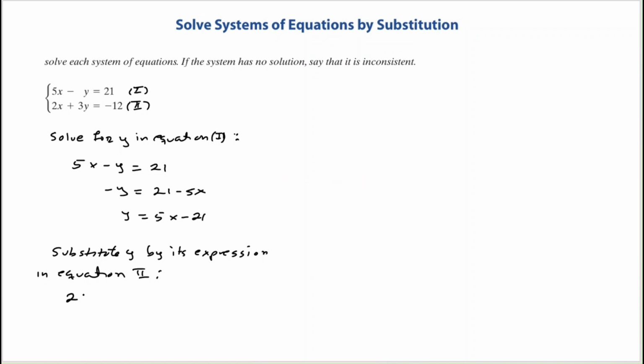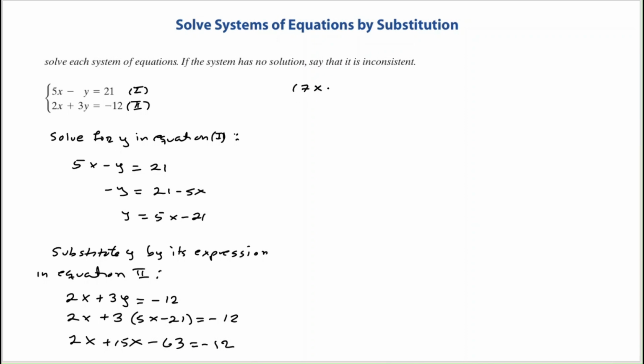Equation 2 is 2x plus 3y equals minus 12. So we say 2x plus 3 times what is y, 5x minus 21, equals minus 12. Now we apply the distributive property. 2x plus 3 times 5x is 15x, 3 times negative 21 is negative 63, equals negative 12. Combining similar terms, 2x plus 15x is 17x minus 63 equals negative 12.